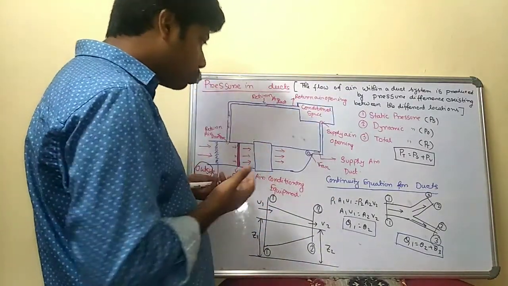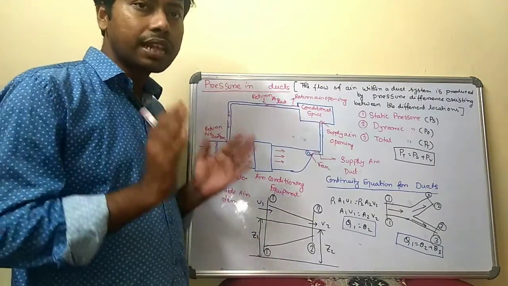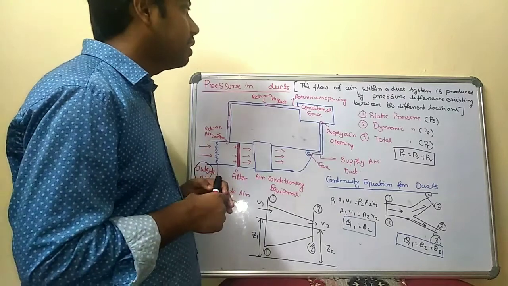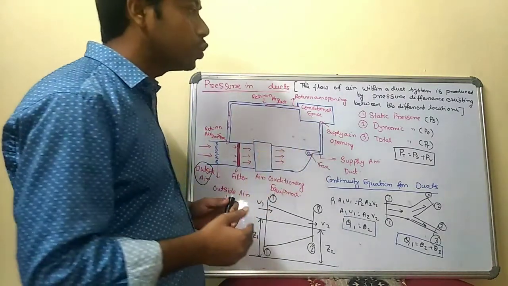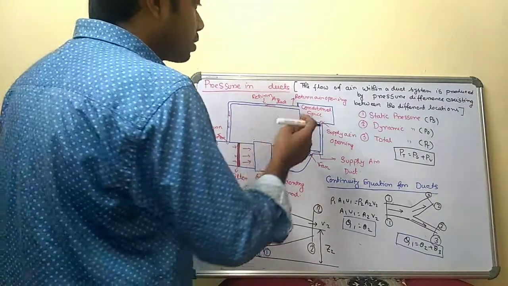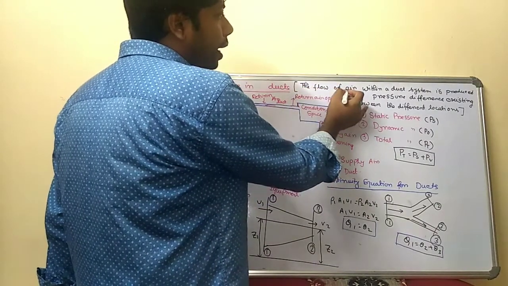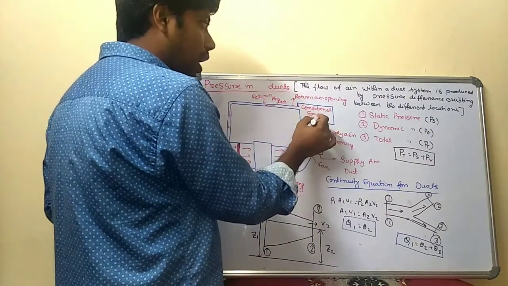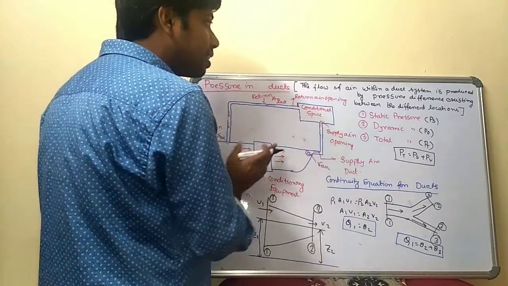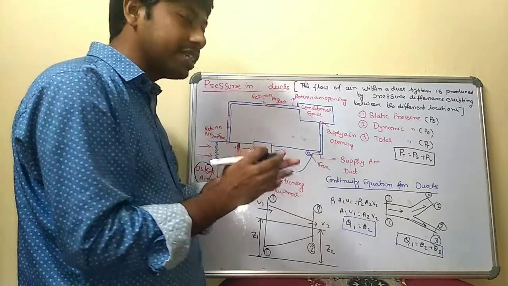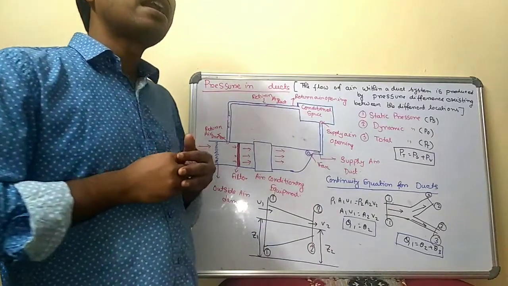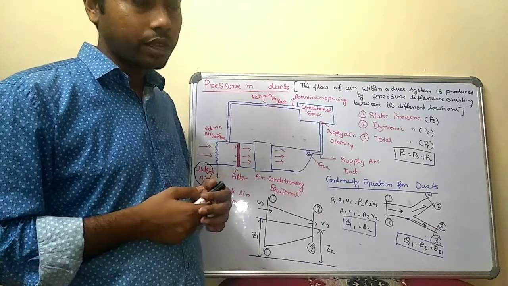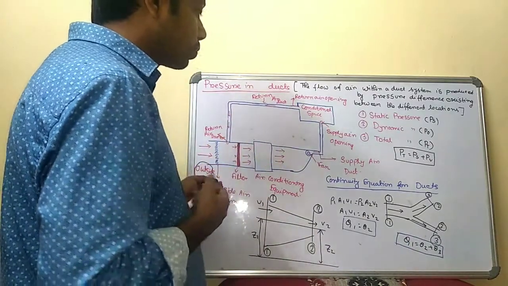Now, to do this, the main important thing is that there should be some pressure present within the duct. The pressure in a duct basically follows that the flow of air within a duct system is produced by the pressure difference. It is a very important line. The flow of air within a duct system is produced by the pressure difference existing between different locations. If there is no pressure difference, air will not flow. So the pressure difference should be there so that the air can flow.